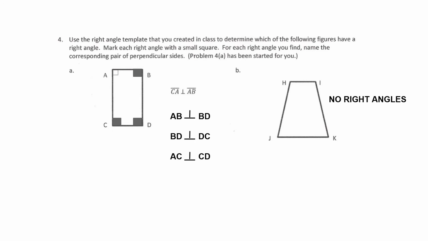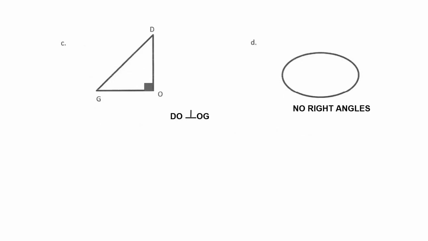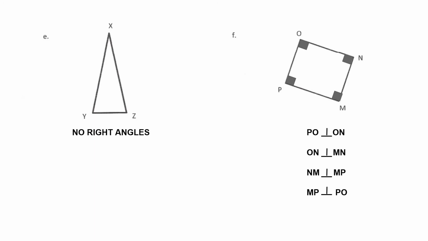Okay. In B, no right angles. That was easy. C, this is a right triangle. It only has one right angle or perpendicular lines. So DO, OG. DO is perpendicular to OG. See how O is where they're perpendicular, where the right angle is formed. So that's why O is here. Well, this is an oval, no right angles. For E, this is an isosceles triangle. It's also an acute triangle because all 3 angles are acute. So no right angles.